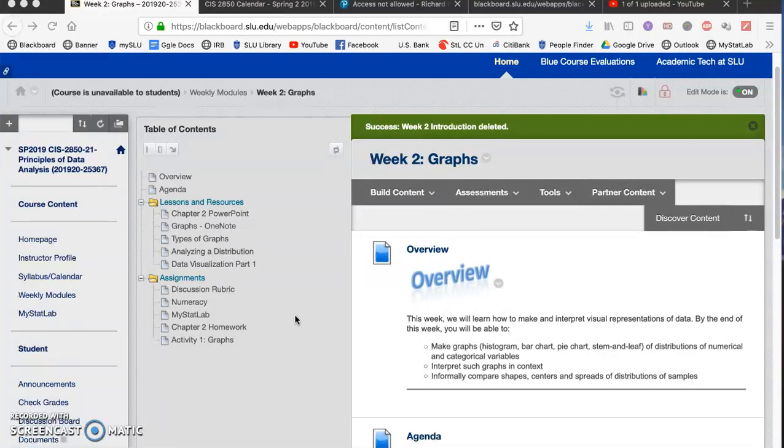Another thing is understanding why we even care to look at graphs. Well, graphs give you basically three pieces of information. One is that they tell you about the shape of your distribution. So you'll be learning about things like unimodal and bimodal distributions, all of that shape language.